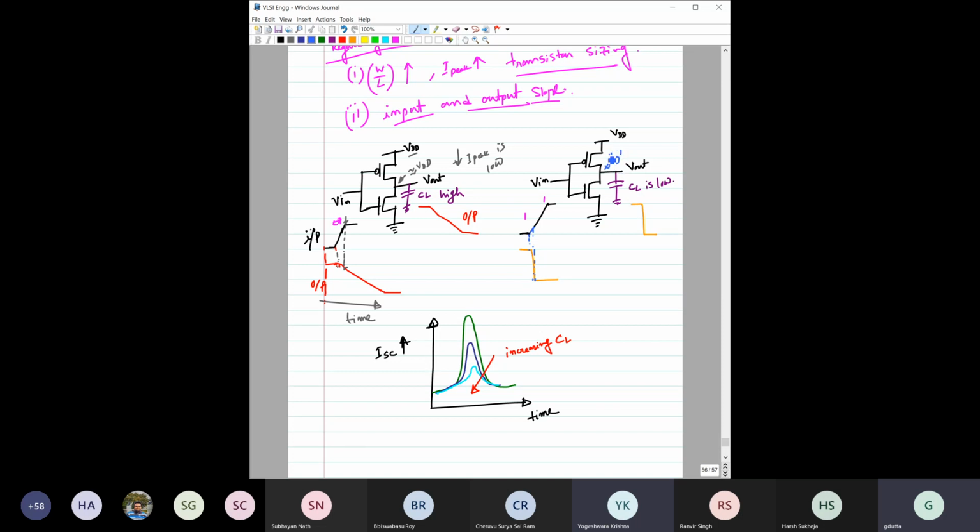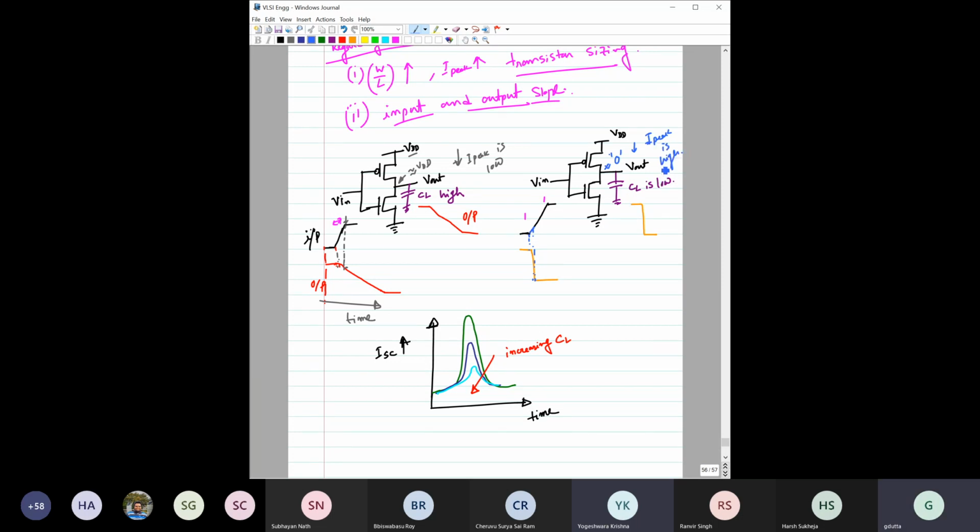So what is then the voltage difference between these two? So the driving capability, the current that can flow from this VDD for this case, would be much higher. I peak is high, right?